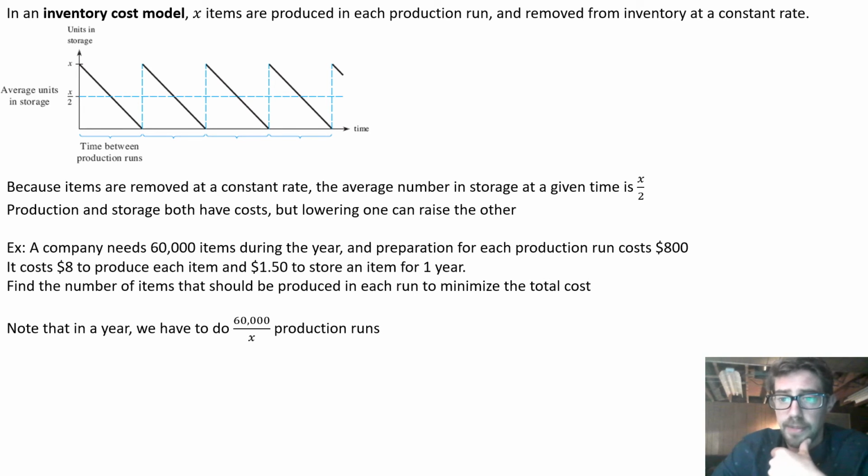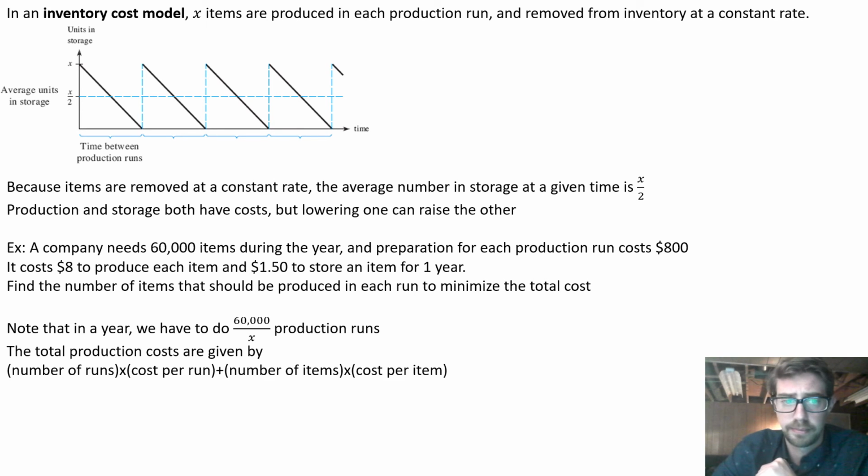So here's our formulation of our costs. The total costs just for production are going to be the number of runs we do times however much it costs to do a run. That's $800. We know that. We were given that. Plus the number of items we make in total times the cost it takes us to make one item. So that's $8. We were also given that.